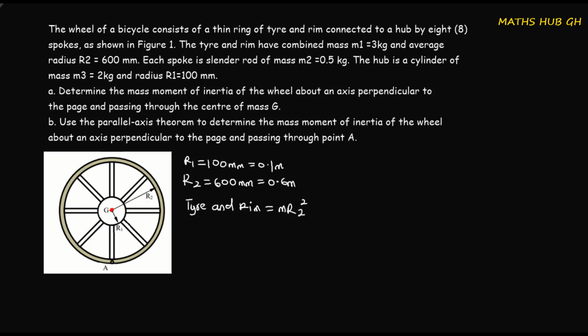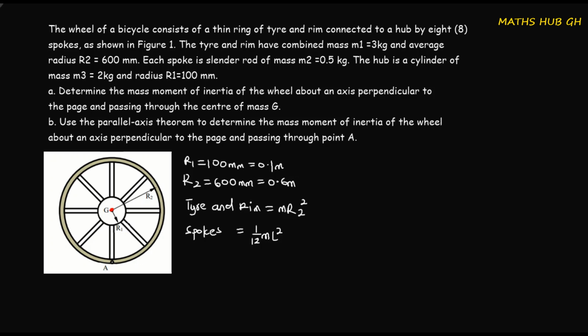And then now let's talk about the spokes. For the spokes, we are considering them as a slender rod, so we are going to use this formula, 1/12 m l squared, to calculate the mass moment of inertia for the spoke. But for the spokes, you will have to do some small work there. When you get there, I'll let you know.